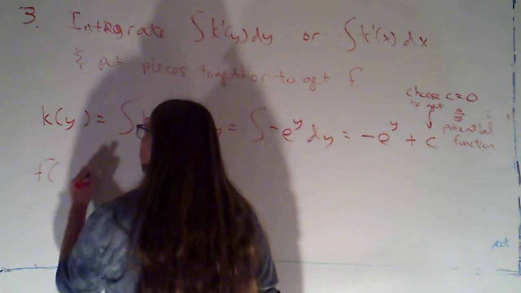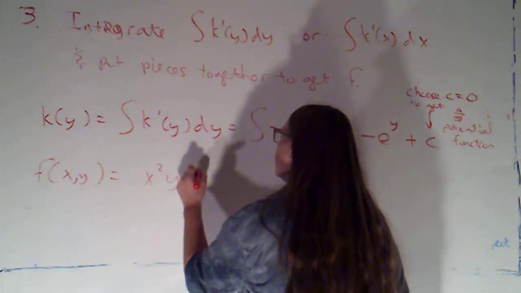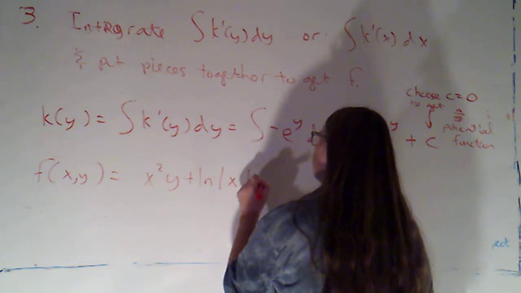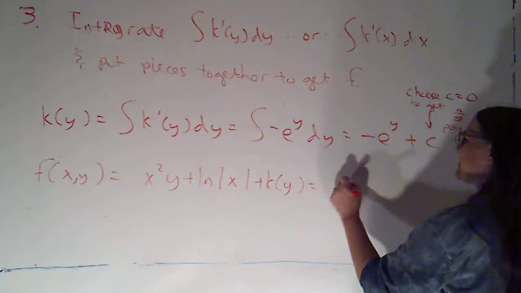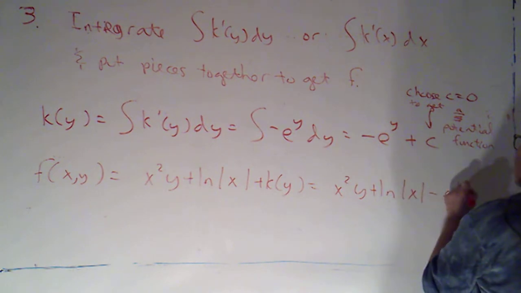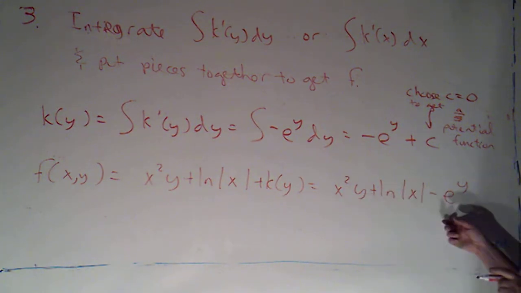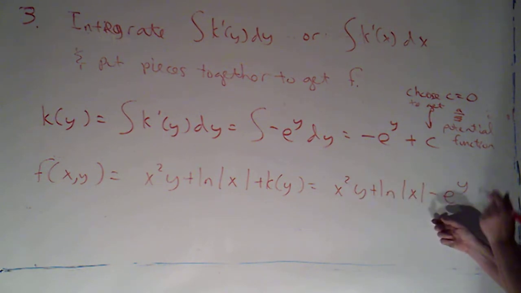So we had earlier that f of x y was x squared y plus the natural log of the absolute value of x plus k of y. Now I know that's x squared y plus the natural log of the absolute value of x minus e to the y. So we have found our potential function. Fabulous.